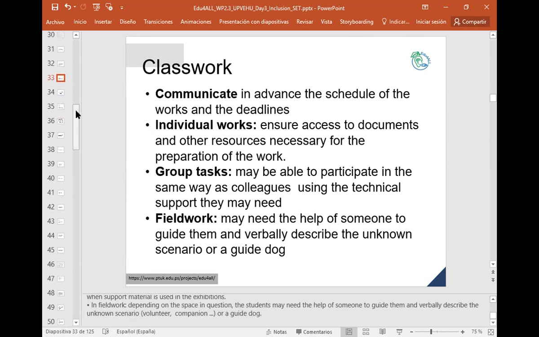In the group tasks, in general they will be able to participate in the same way as their colleagues, both in the realization and in the exhibition of the works, using the technical support they may need. The use of book stands in class exhibitions is of great help, especially when support material is used in the exhibitions. In fieldwork, depending on the space in question, the students may need the help of someone to guide them and verbally describe the unknown scenario, volunteer, companion, or a guide dog.